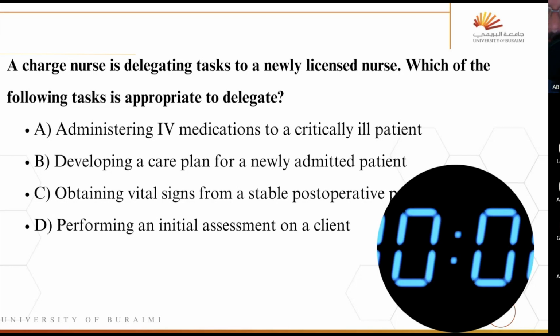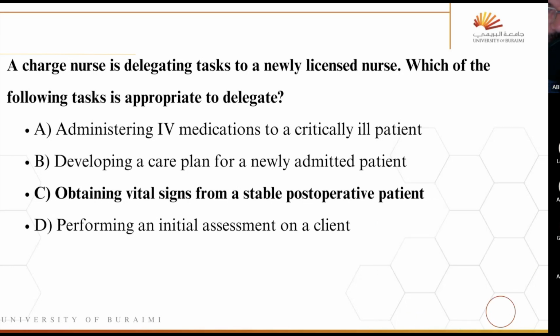Okay, and the answer is obtaining vital signs from a stable post-operative patient. Let's look at the options. Administering IV medication. Why is administering IV medication not an option? Because it's a critically ill patient, and with a newly licensed nurse, a problem can still happen and the patient can be harmed.